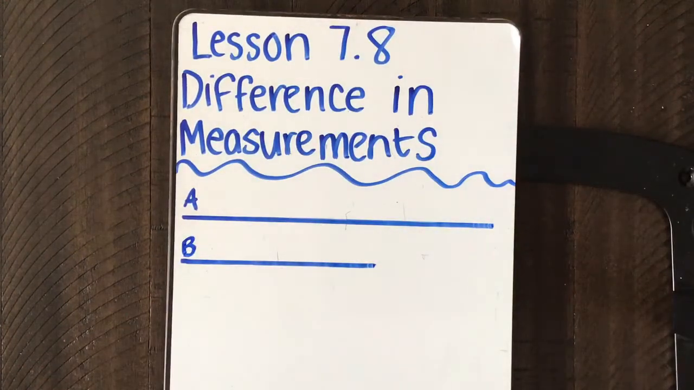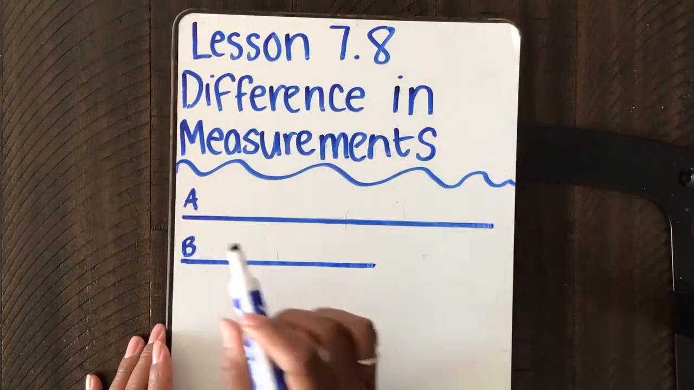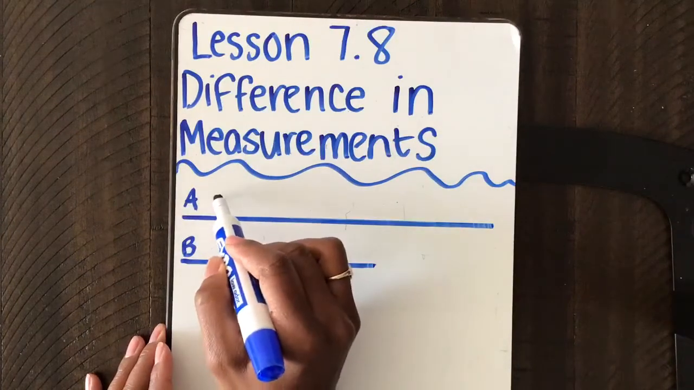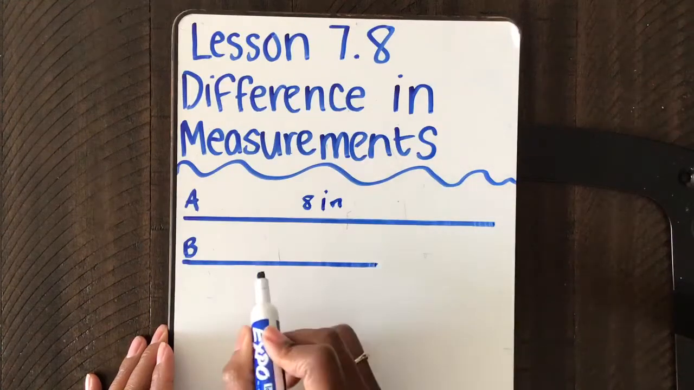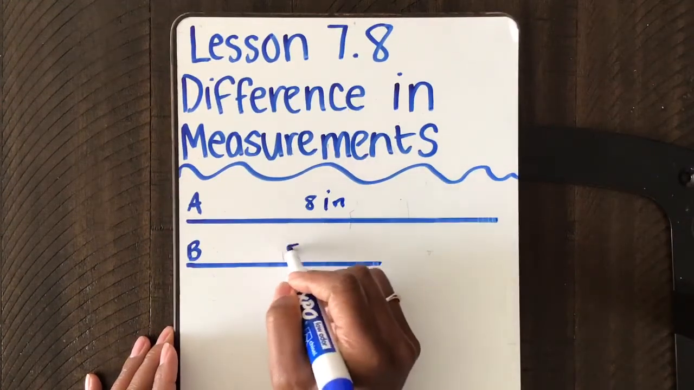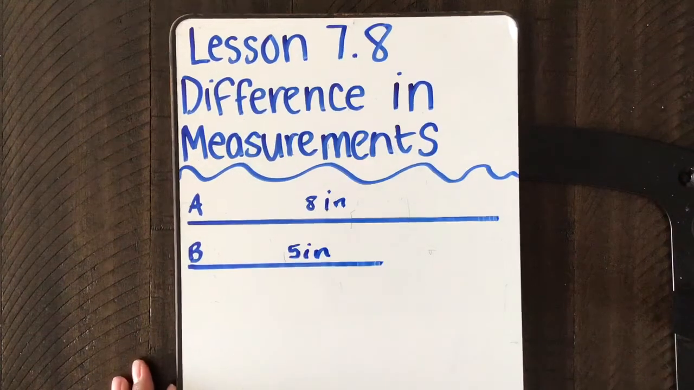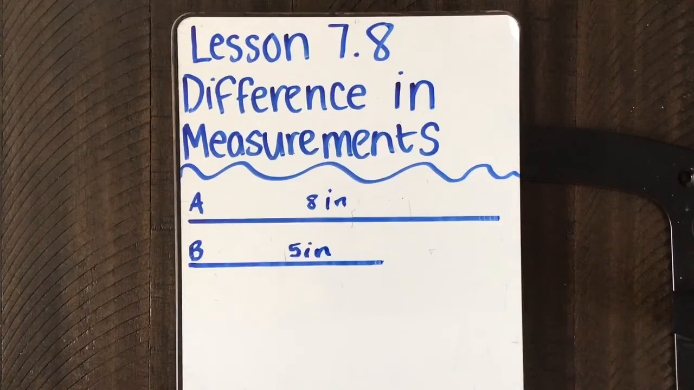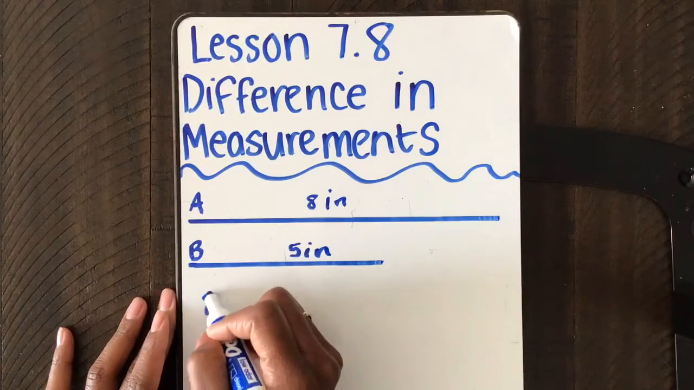Now I want to find the difference of these measurements. So I know that I measured line A to be 8 inches, and I measured line B to be 5 inches. So to find the difference, I'm just going to write a subtraction sentence. When I do a subtraction sentence, I'm always starting with the larger number. So in this case, the larger number is 8. So I will write 8.